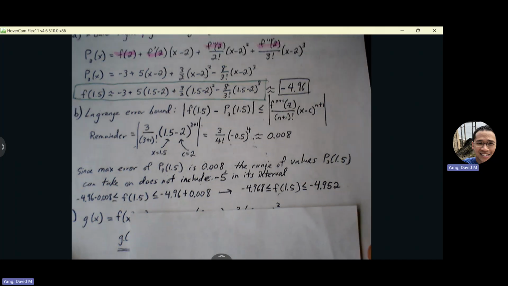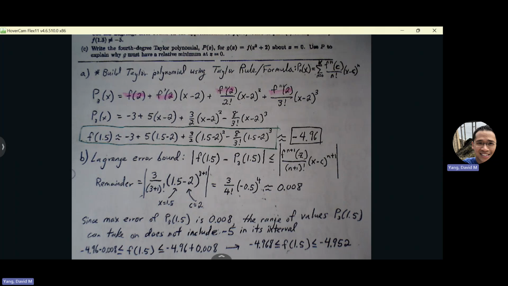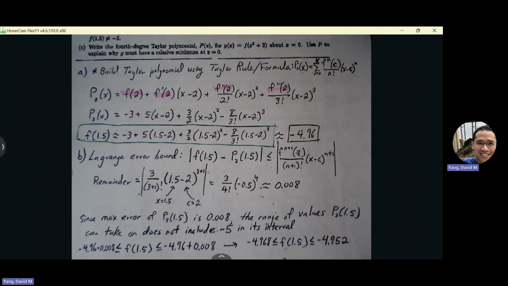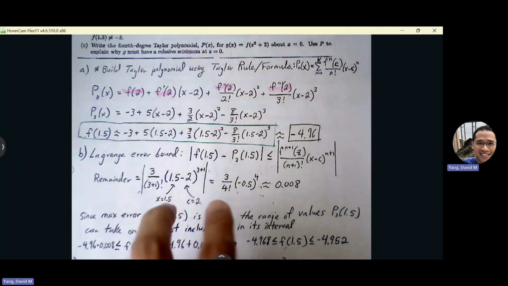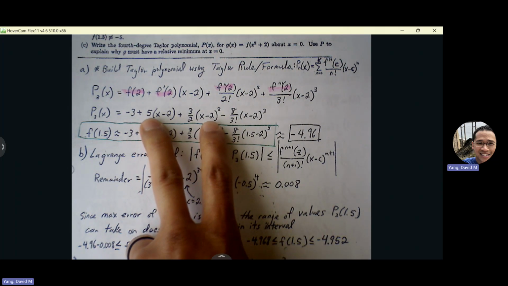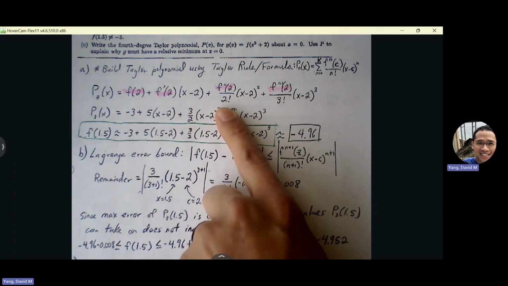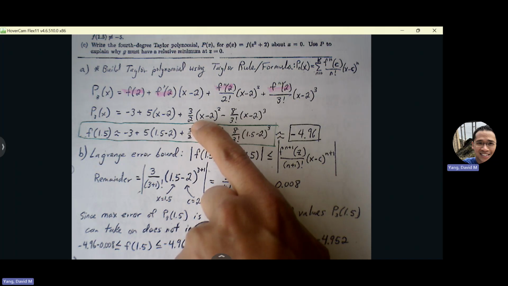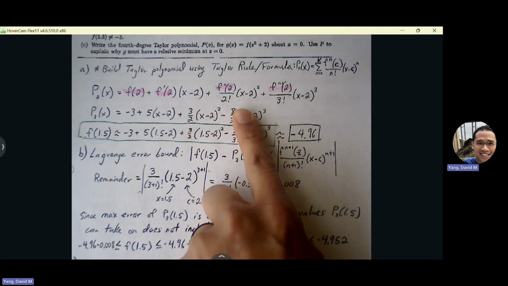All right, Part C. Write the fourth degree Taylor polynomial for g of x equals f of x squared plus 2. Use P to explain why g must have a relative minimum at x equals 0. So we can just take our polynomial and replace all the x's with x squared plus 2. We only need to get up to the fourth degree polynomial. So once we replace our x with x squared plus 2, this will be up to the fourth degree. So we don't have to go any further than that.